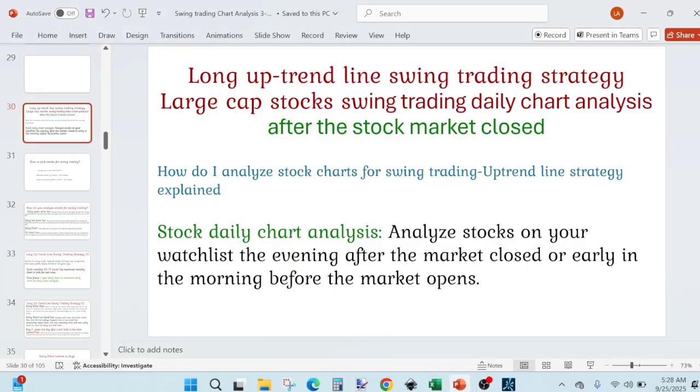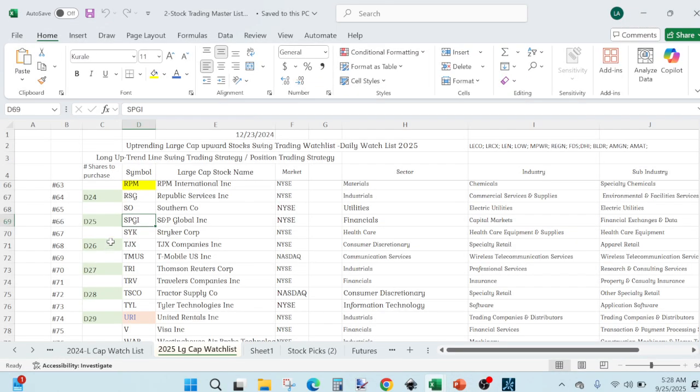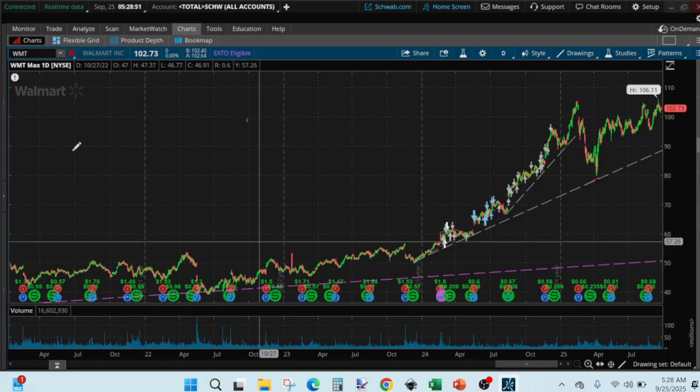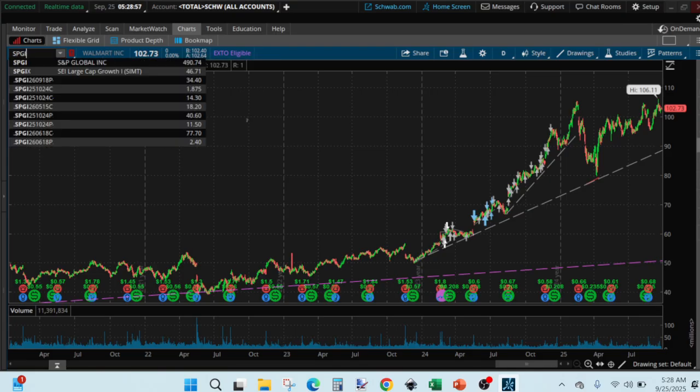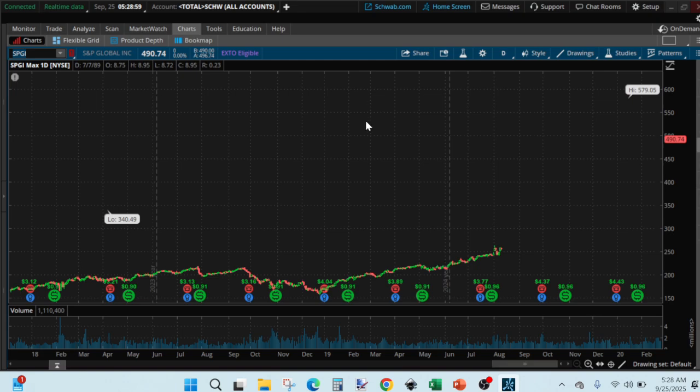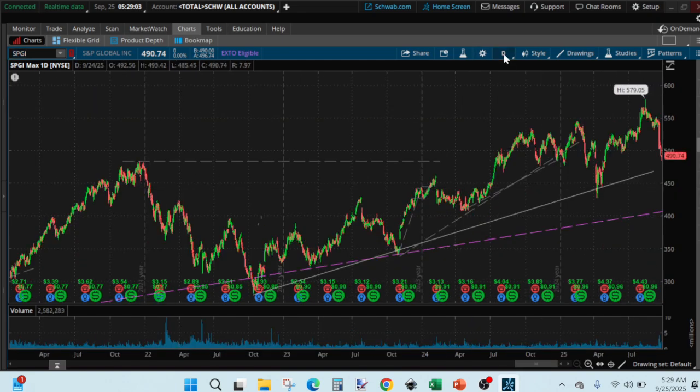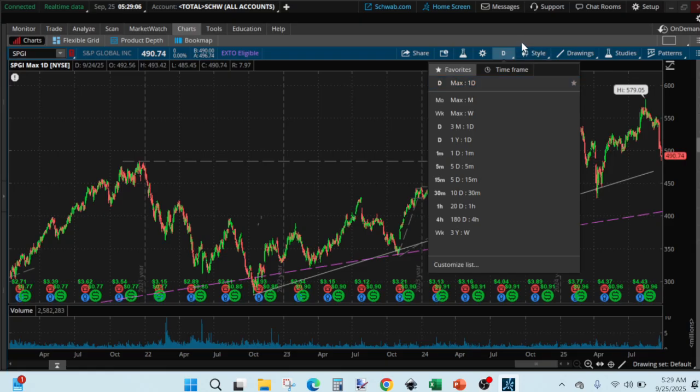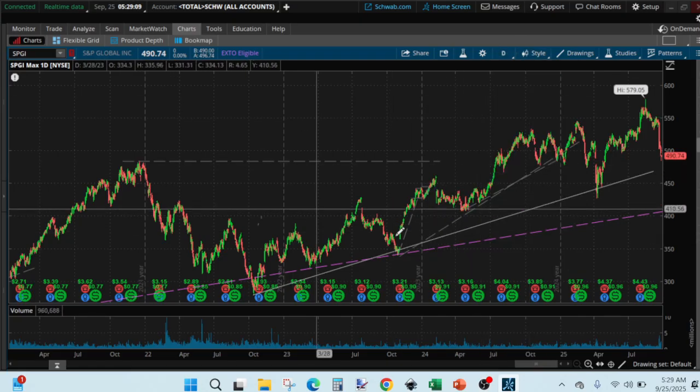Hello, how do I analyze stock charts for swing trading using the long option and swing trading strategy? We are going to use two stocks here, SPGI and SYK, to share with you how I do that. For SPGI, we are using the thinkorswim platform, and the chart is the maximum daily chart. So the SPGI chart is here.